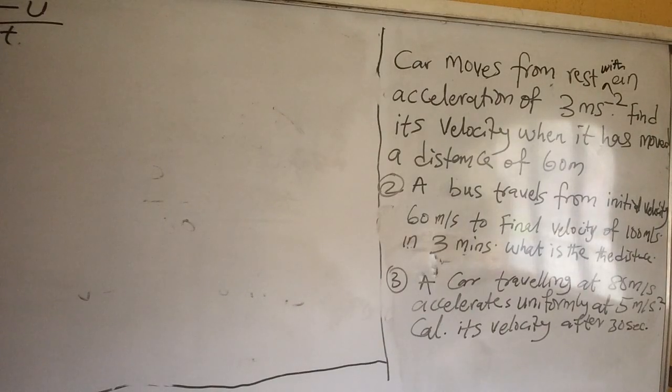Coming to this one, a bus traveling from initial velocity. It has given us initial velocity to be 60 meters per second. Final velocity of 100, which is 100 meters per second. Then what again has it given? It gave us time to be 3 minutes. Then we should find what? Distance. So we are looking for distance, which is question mark.